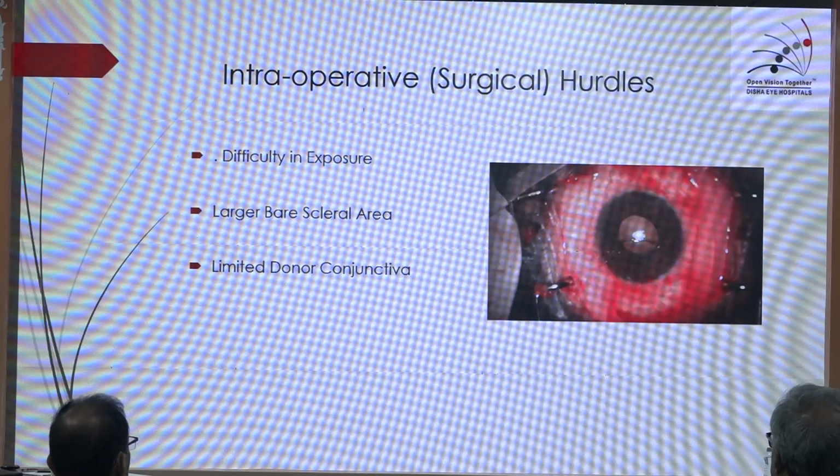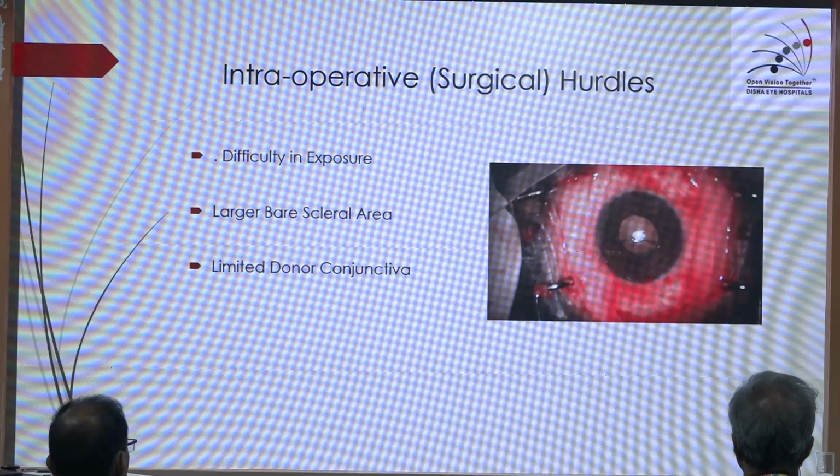There is a large bare scleral defect. Excision of two pterygia creates extensive scleral exposure, so this demands either a large conjunctival autograft or two separate grafts. Planning graft dimensions preoperatively is essential to prevent undercoverage and recurrence. This one is the large bare scleral area.